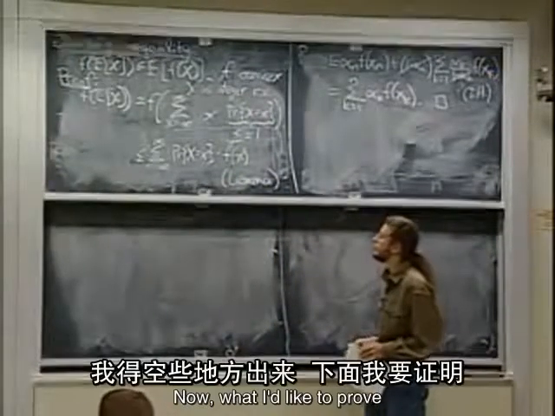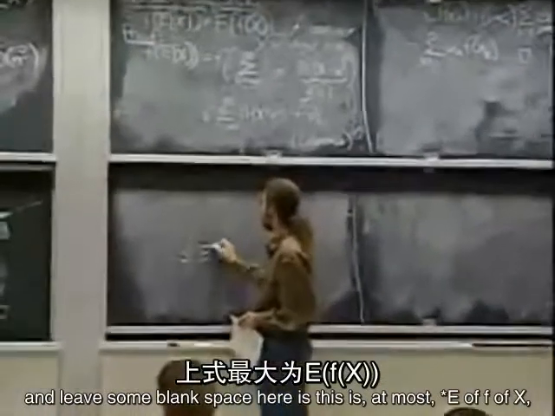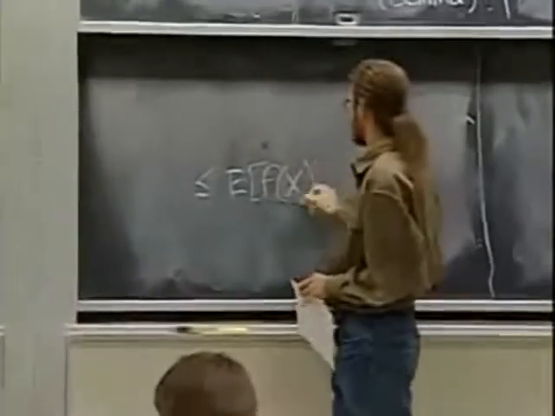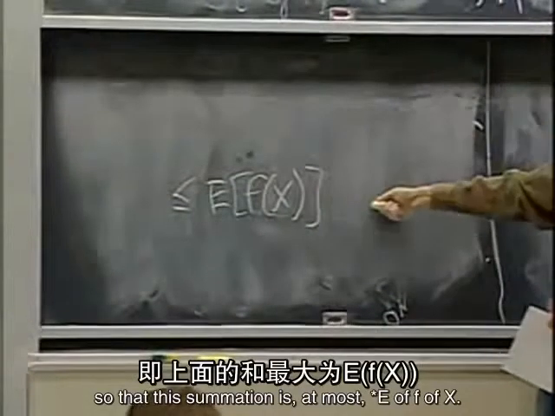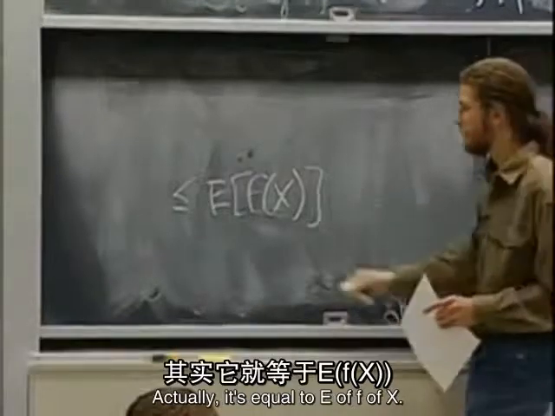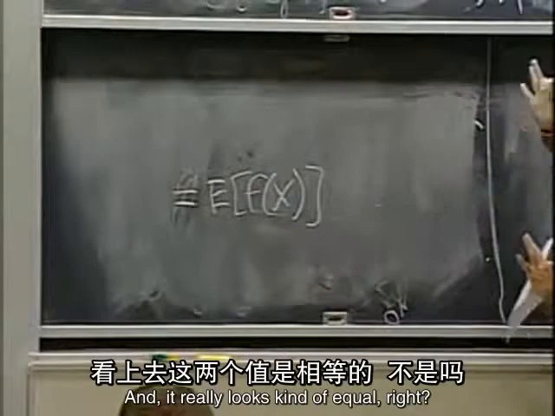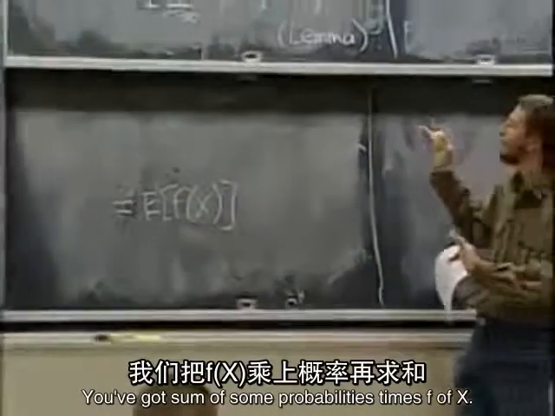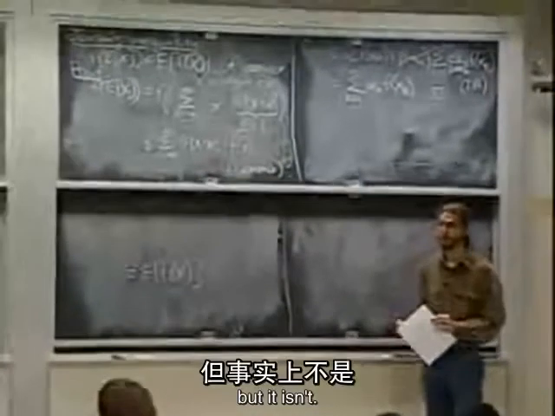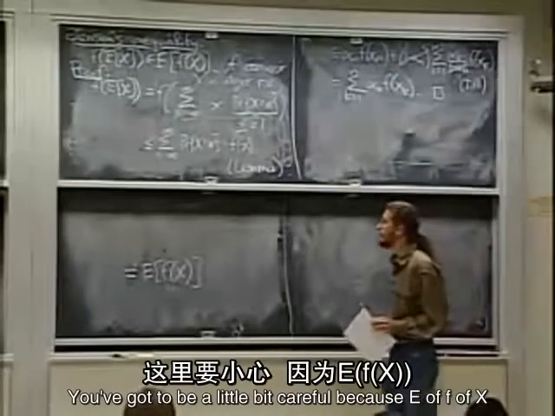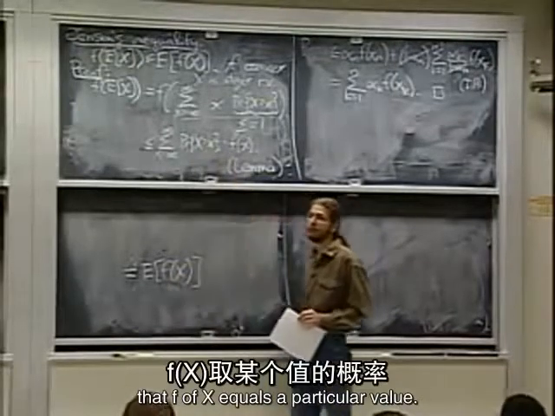Now what I'd like to prove, and leave some blank space here, is that this summation is at most E of f of X. Actually, it's equal to E of f of X. And it really looks kind of equal, right? We've got the sum of some probabilities times f of x. It almost looks like the definition of E of f of X, but it isn't. Got to be a little bit careful, because E of f of X should talk about the probability that f of X equals a particular value.